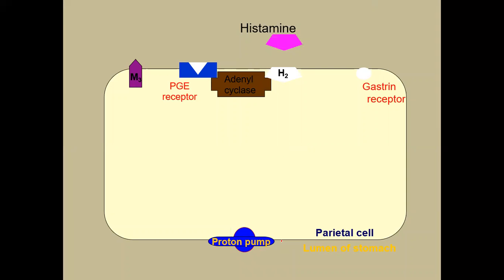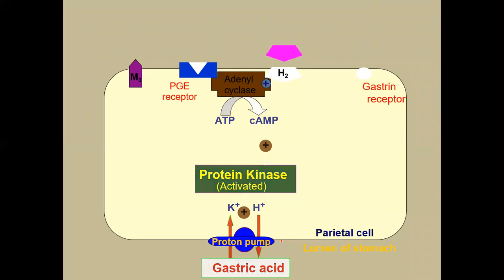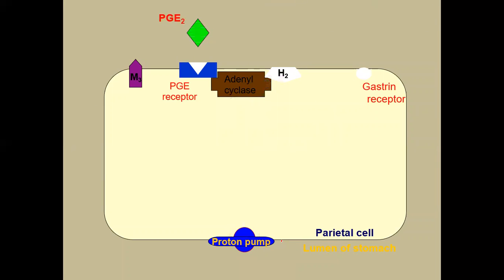Now let's see what histamine receptors do. Histamine binds to the H2 receptor, which is a G protein coupled receptor, which activates cyclic AMP. This activation of cyclic AMP leads to further activation of protein kinase. And once protein kinase is activated, again it leads to activation of the proton pump. Now, if we talk about the prostaglandin analogs, the prostaglandin E2 analog binds to this particular G protein coupled receptor. It is inhibitory, so it does not activate the pump, and hence no action is there.